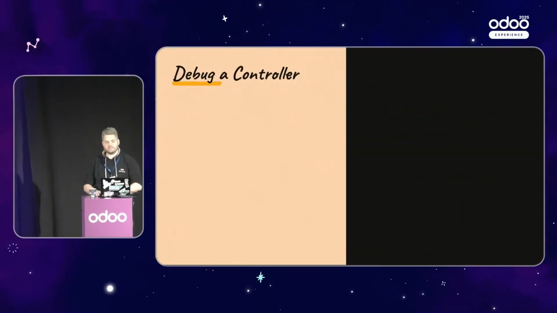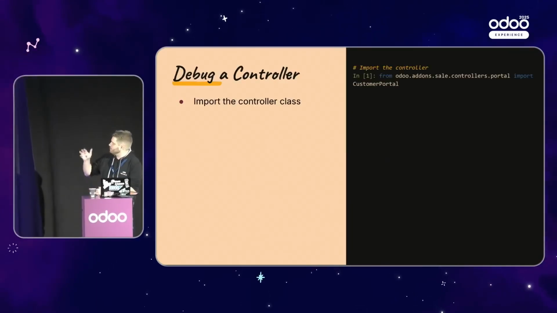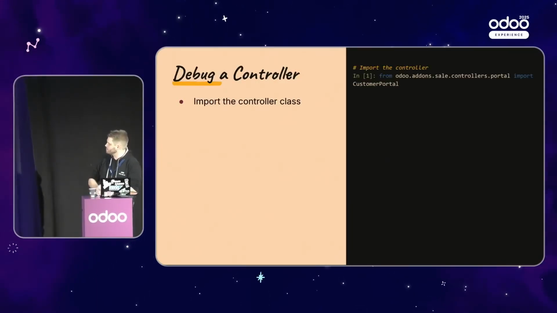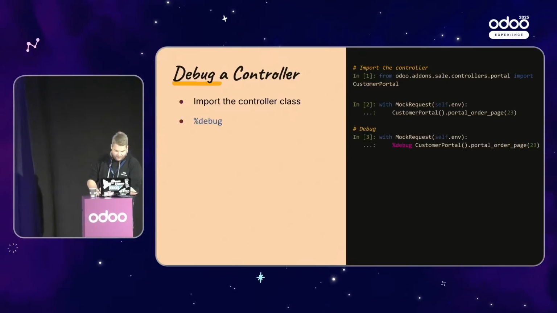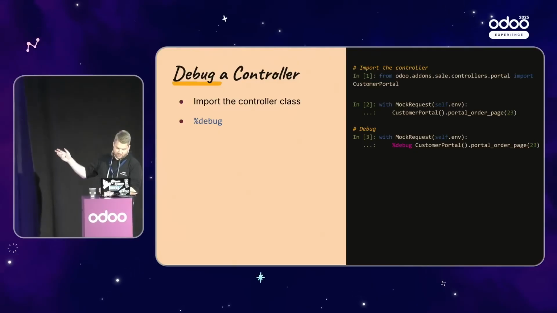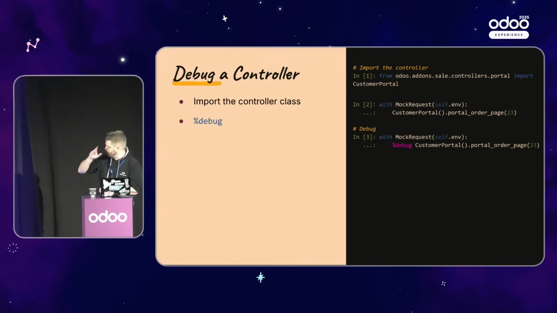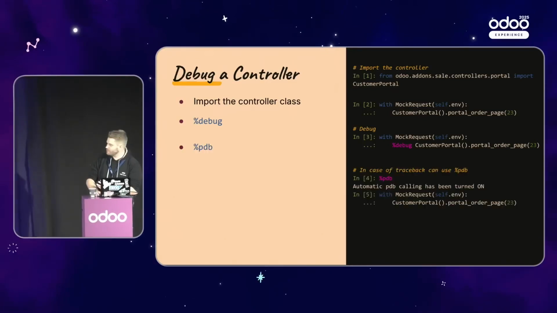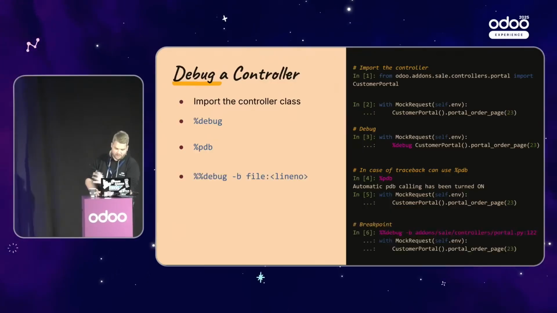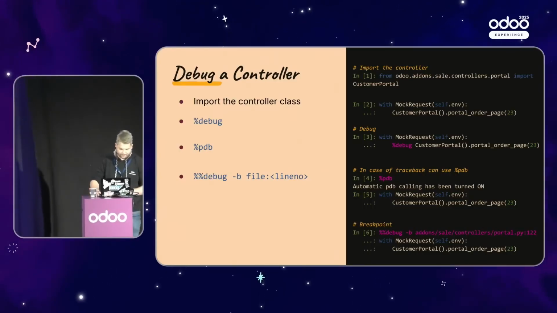Now, to actually debug a controller with it, it's kind of straightforward too. You just import the controller class from your modules. And from that point, you use mock request as a context manager, as I showed you. And you can just put the debug command, which is the step-in approach that I showed you just before. And you can also call PDB automatically on exception too. And finally, set a precise breakpoint, of course, by specifying the file and the line number.